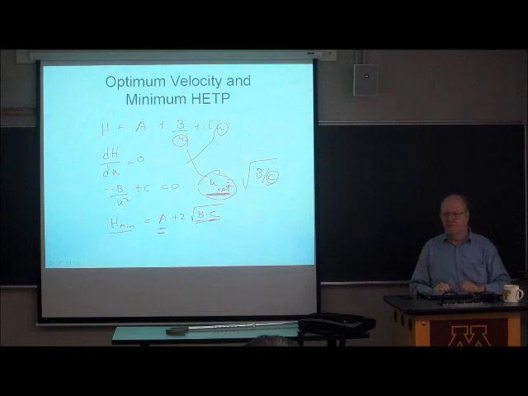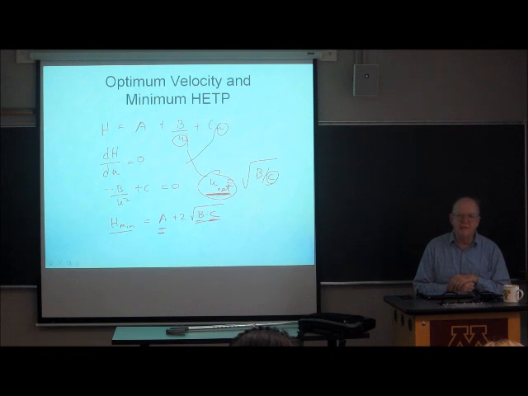Well, let's think about this for a minute. Do I want a system that has a high optimum velocity or a low optimum velocity? Which is better? Even though you can have the same value of h min, which would you prefer? One which has a high optimum velocity or a low optimum velocity? High. Why? Then I don't have to wait so long for the separation. Exactly right.